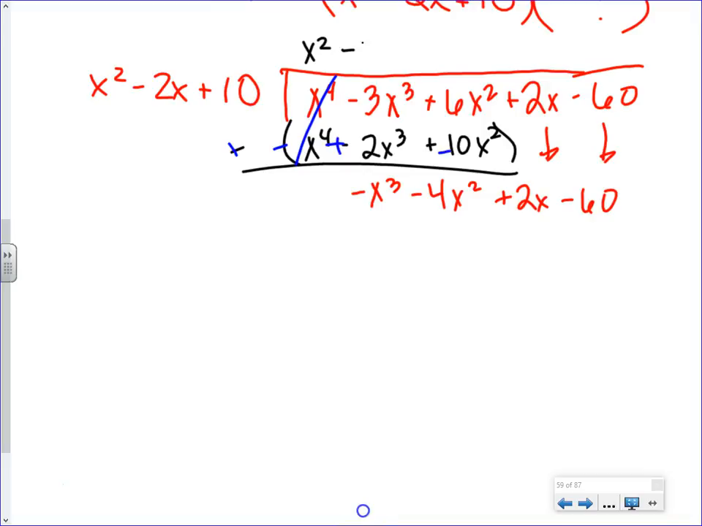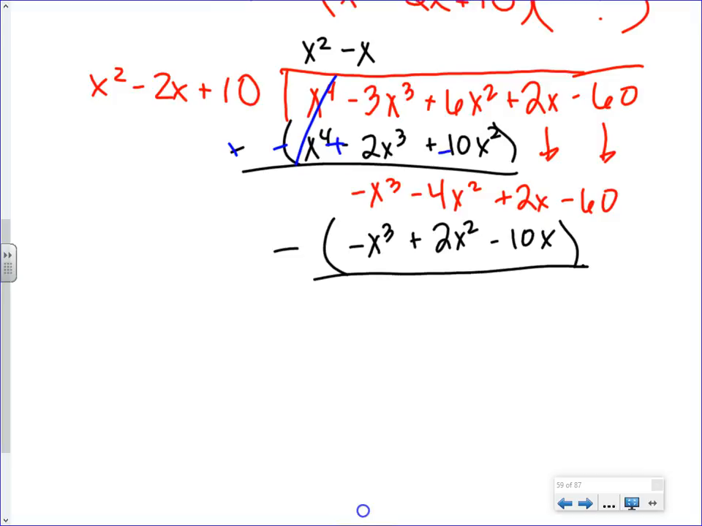Now we have a negative x, right? That'll get me my negative x cubed. A positive 2x squared minus 10x. Don't forget, we subtract everything. So we're going to have to, just like we did up here, distribute that negative to everybody. That goes away. We end up with negative 6x squared, yeah? Plus 12x minus 60.